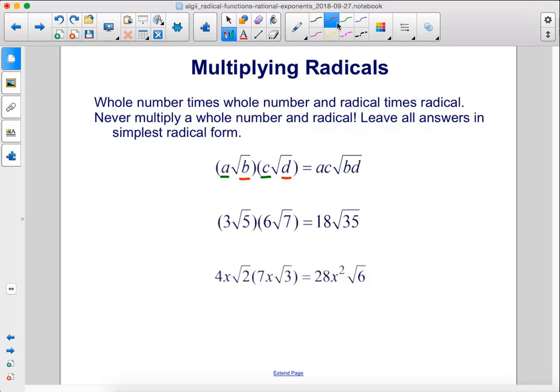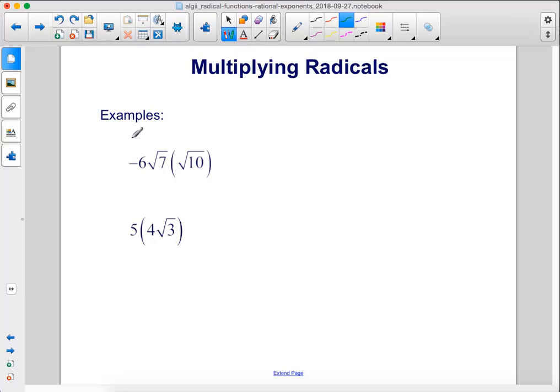Here's an example. We have 3 times 6 giving us 18. We have 5 times 7 giving us 35 under the radical. And here we have 4x times 7x giving us 28x squared. And then the square root of 2 times the square root of 3 giving us the square root of 6.